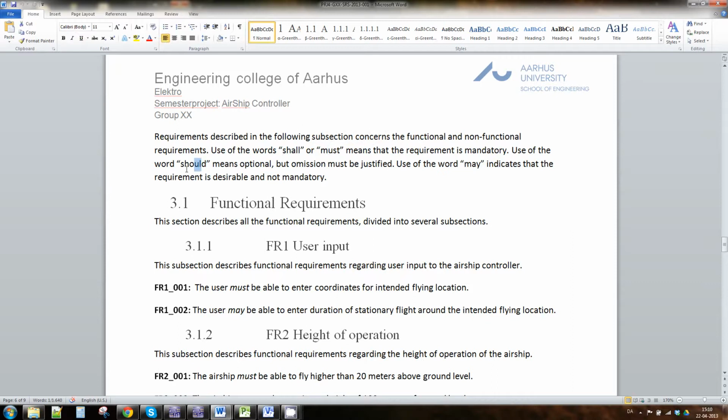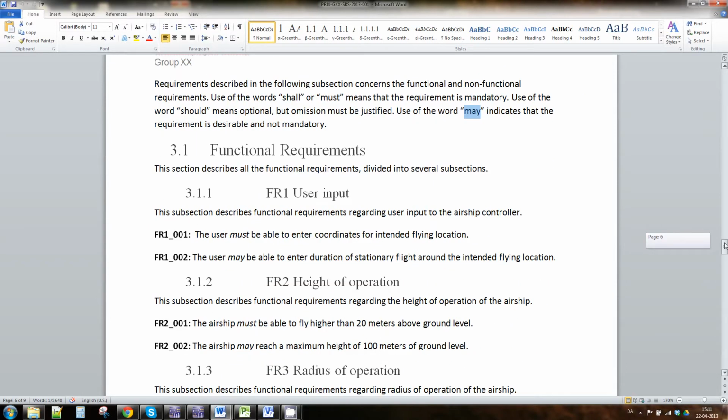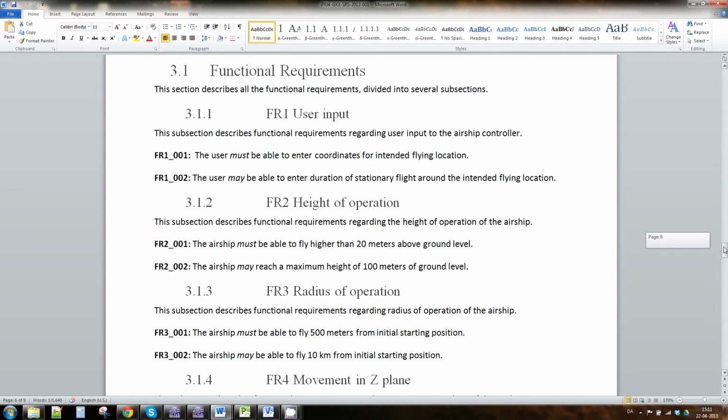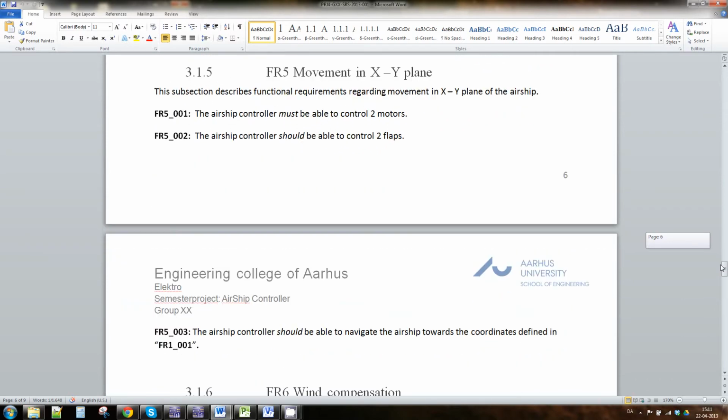and should, and may. The use of shall and must means that they are mandatory requirements, that they must be included in the project. Should is an optional one, but it's quite important, so we have to justify it if it's not used. And may is one of those things. Well, it could be cool if it was green, but you know, it may also be non-colored. Yeah. So here's the list of requirements.